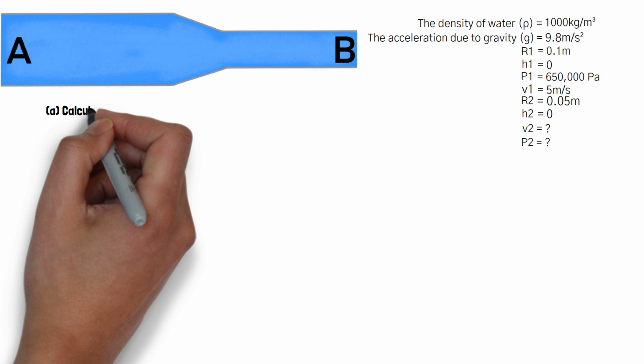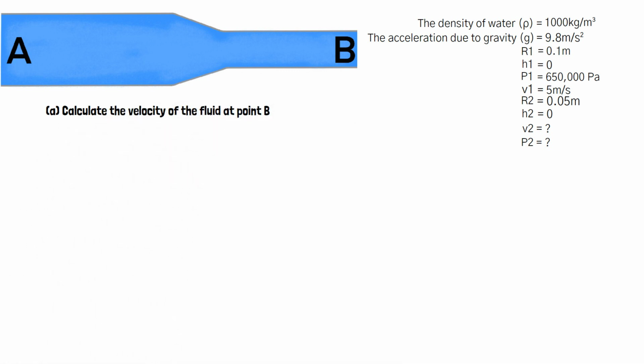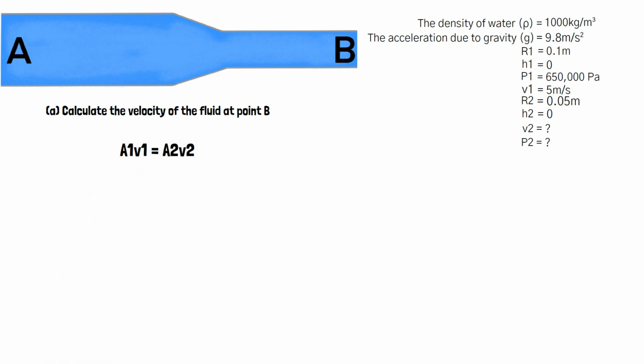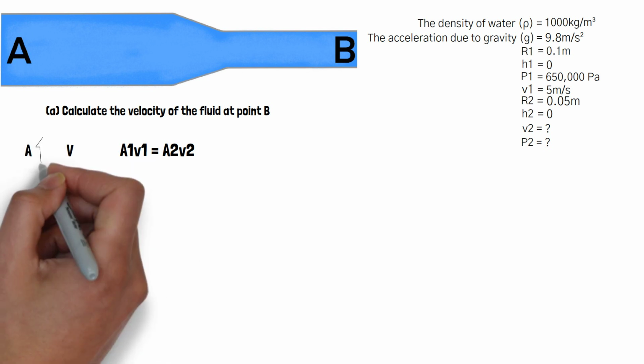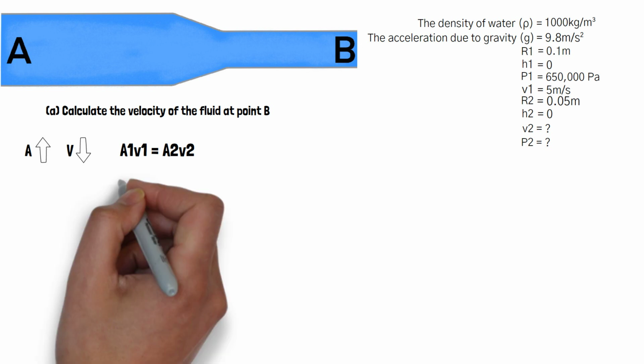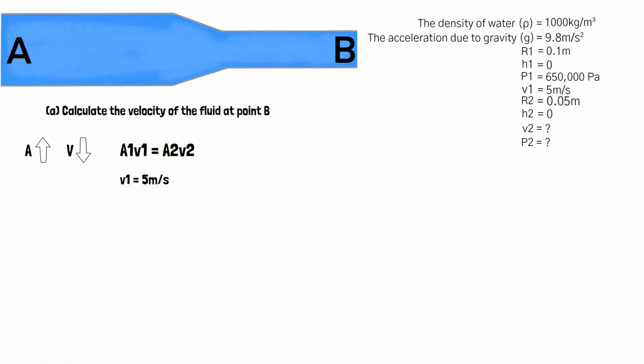Sub-question A requires us to calculate the velocity of the fluid at point B. We can do this by using the continuity equation. A1V1 equals A2V2. The continuity equation tells us that the area and the velocity are inversely proportional to each other. This means that one cannot increase without the other decreasing and vice versa. So, to use our equation, we already know V1 is 5 meters per second as it's given to us in the question. We can calculate A1 and A2 by using the radii for the pipe at both points.